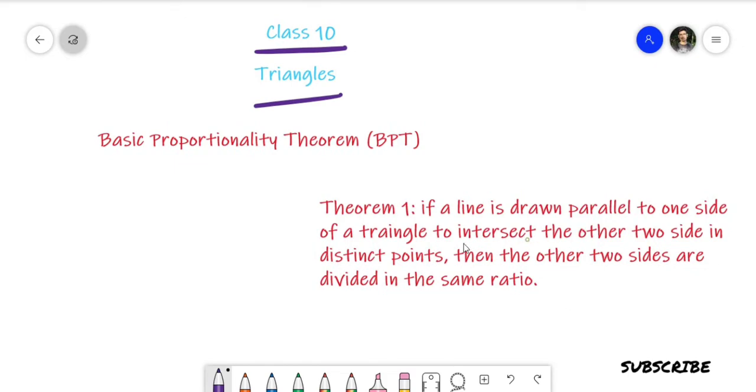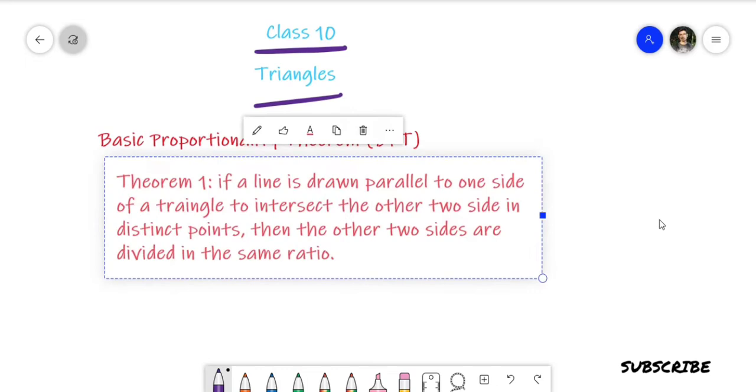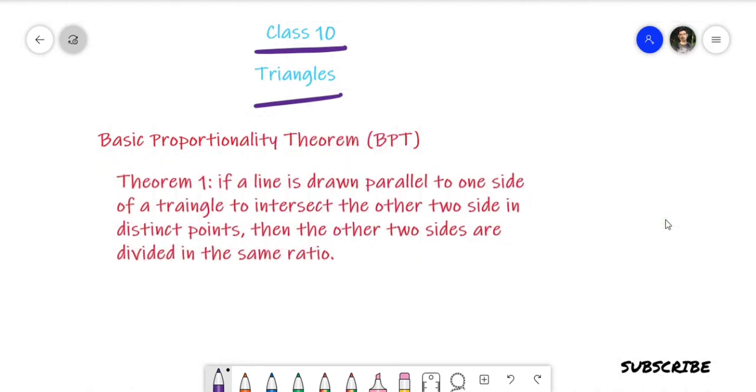If a line is drawn parallel to one side of a triangle to intersect the other two sides in distinct points, then the other two sides are divided in the same ratio. So you see, now I will try to explain this one.